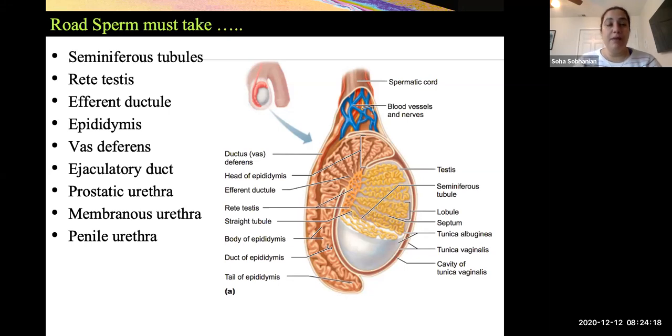So in an exam, if I ask you to write the path of a sperm through the reproductive system, I need you to list not only the testes, then the epididymis, and then the urethra. You need to show me that even within the testes, and going from the testes to the epididymis, you have different tubes that make that transition happen. So this is the slide you want to take a look at when we are talking about the path of a sperm.